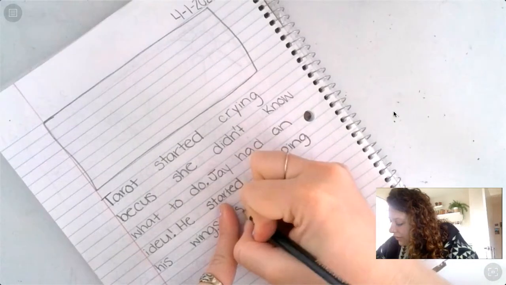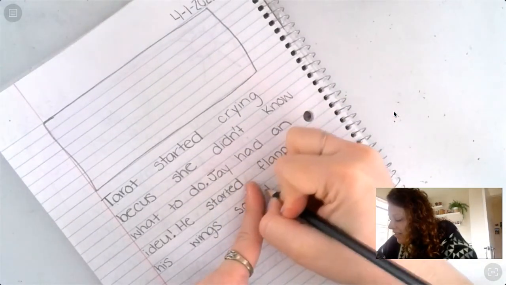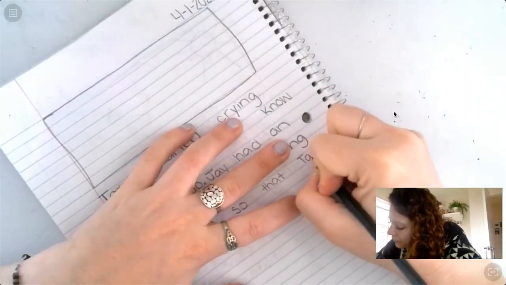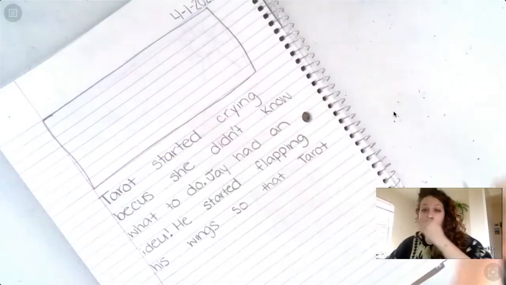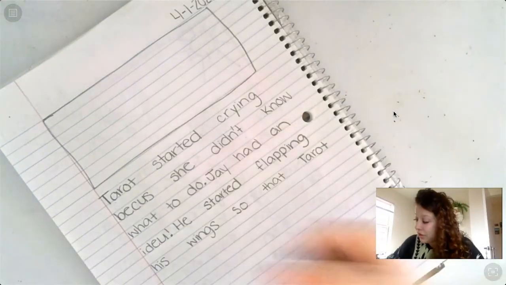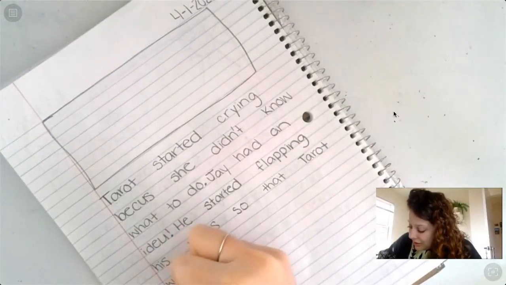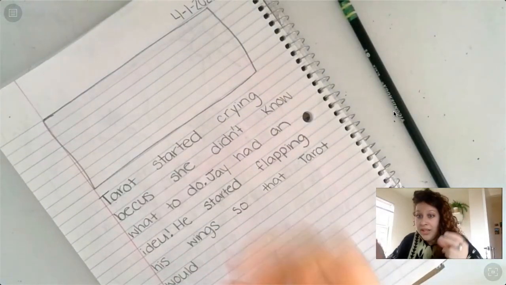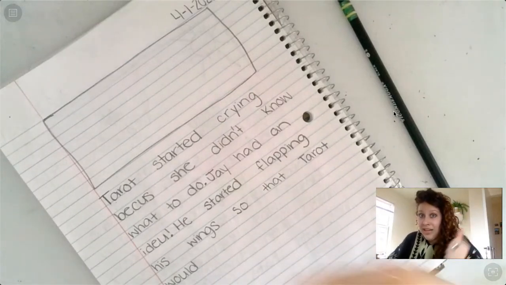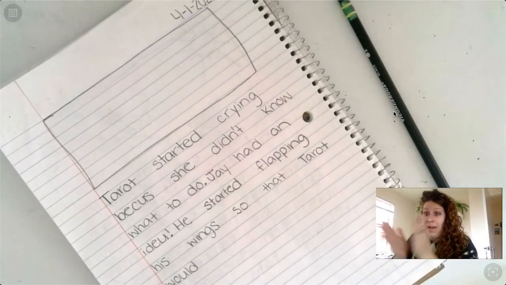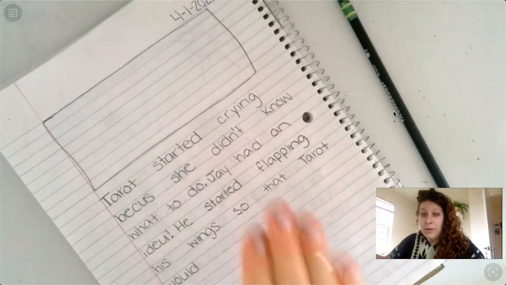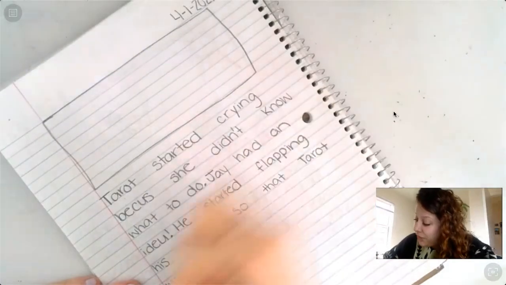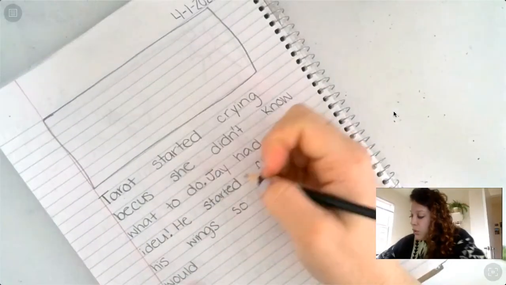So that Taro would. What is tricky? What is the sight word? W-O-U-L-D. Let's do it together. Would. W-O-U-L-D. Would. W-O-U-L-D. Would. W-O-U-L-D. Would. He started flapping his wings so that Taro would dry.